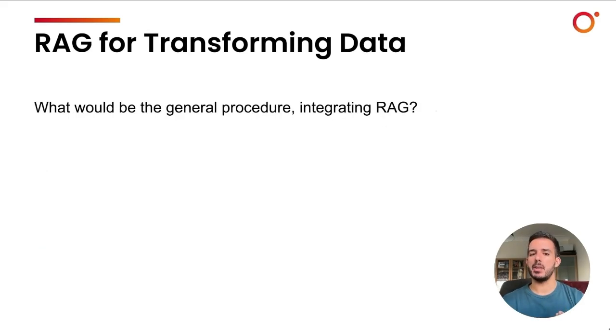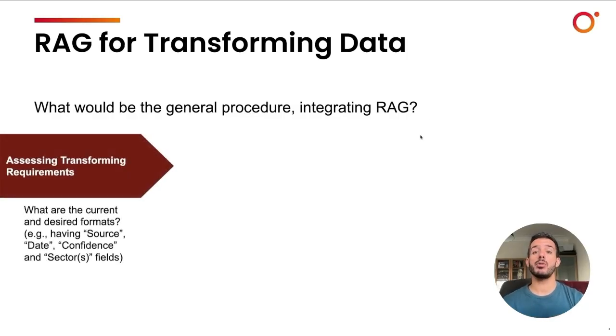What would be the general process here to perform this task, including RAG? We start by assessing the transformation requirements, right? What is the current schema and what is the desired schema for these data? Maybe, for example, we want to have a source field, a date field, a competence field, and a sector field, which may exist or not.